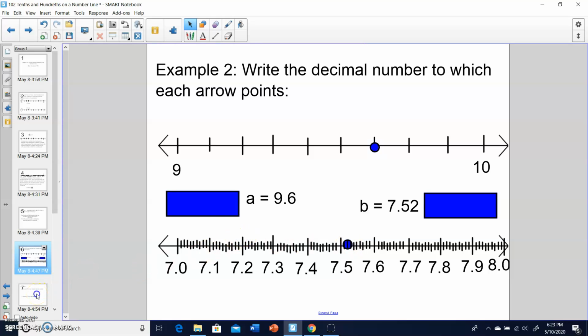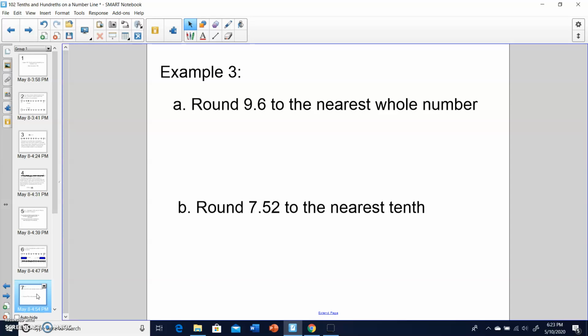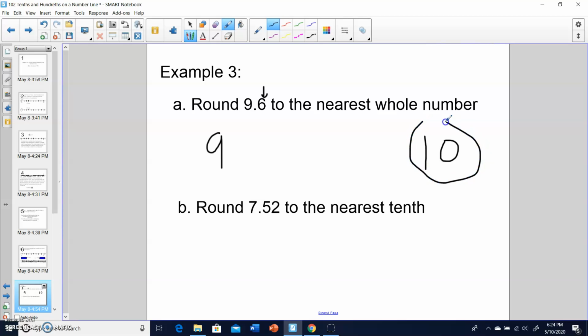Okay, we're going to keep going. Example 3, round 9 6/10 to the nearest whole number. Well, you can think, if I had a number line here, 9 6/10 would be between 9 and 10. Since it's at 6/10, is 6/10 closer to 9 or closer to 10? You can think if it's 5 or higher, we round up. So 9 6/10 means we are rounding up to 10.